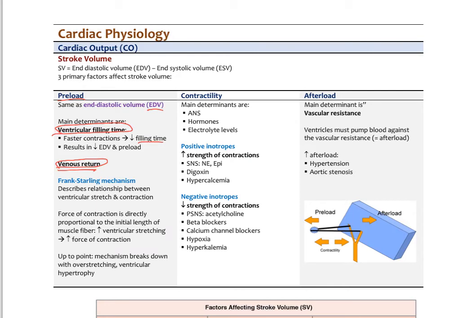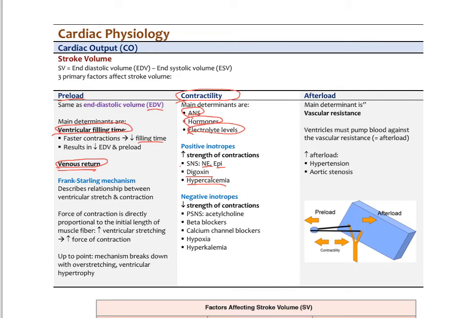The other factor affecting stroke volume would be contractility, and the main determinants are your autonomic system, hormones, and electrolyte levels. So positive inotropes, remember, increase the strength of contractions, and that would be your sympathetic system, your catecholamines, norepi and epi. Digoxin, which actually comes from Digitalis purpurea, a medicinal herb, is made into a medicine. We use it less and less here in the United States, but it still has a role in some heart failure patients. Digoxin can basically increase the contraction of the heart muscle. And then hypercalcemia can also increase contractility of the heart muscle.